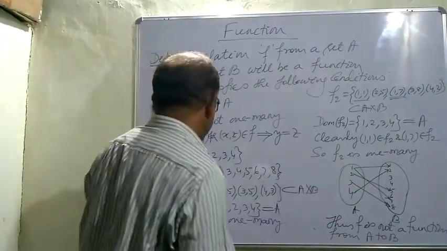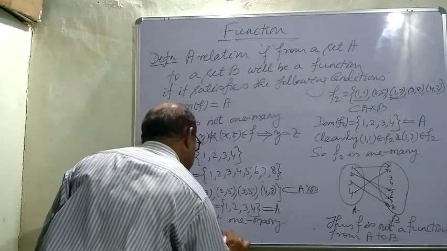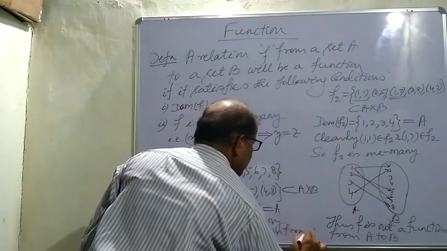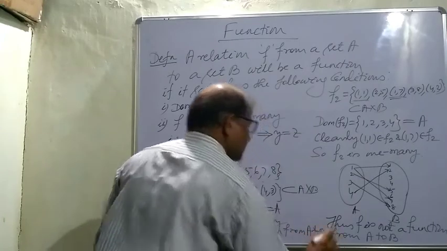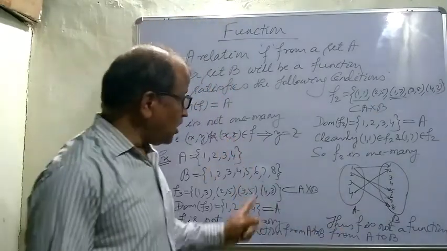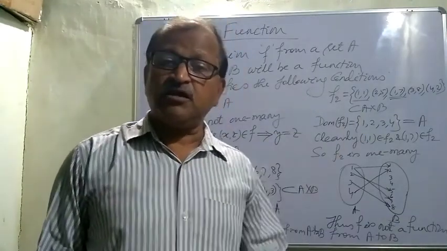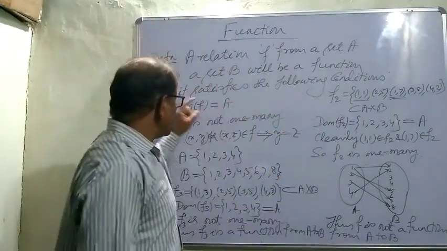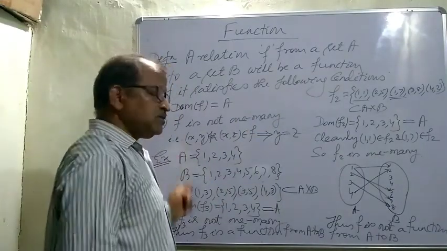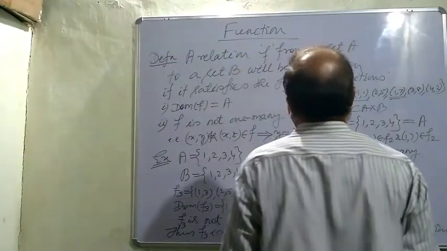Thus F3 is a function from A to B. This is how we will test whether a relation is a function or not. We will test these two criteria: whether its domain is equal to A or not, and whether it is one-many or not.